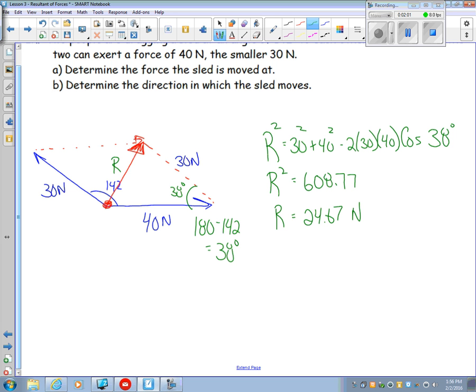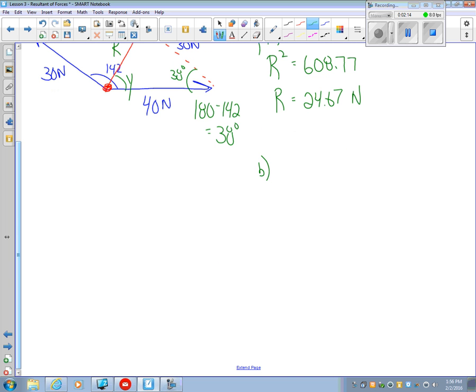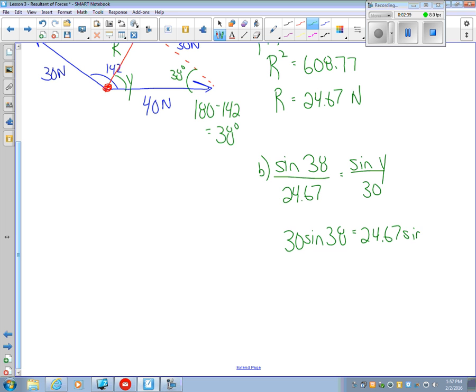Part B, which direction does the sled move? Well, to figure that out, I need to know the angle between one of my vectors. I'm going to use the 40, and the resultant. We'll call it y. This is part A. This is part B. We know that we can use the sine law because we know that 38 matches up with the resultant, 24.67. And we know the angle that I want, the y, is going to match up with the 30 that's across from it. Okay, so same procedure we just did a second ago. Cross multiply. So 30 sine 38 equals 24.67 sine y.